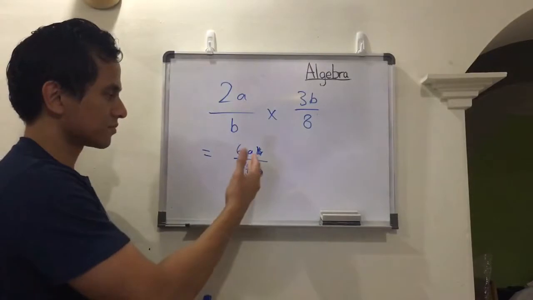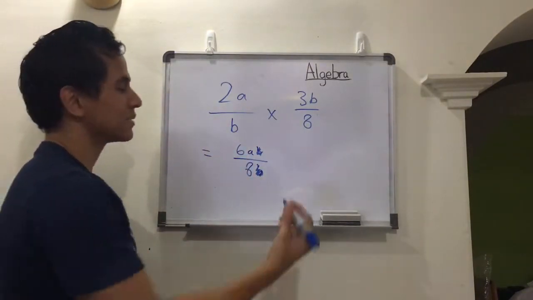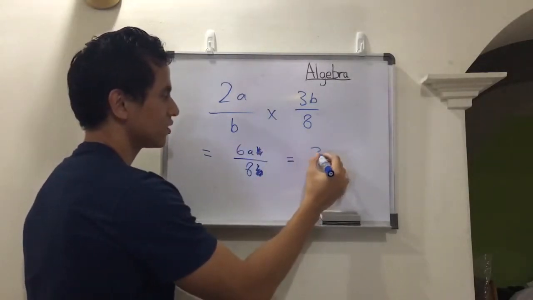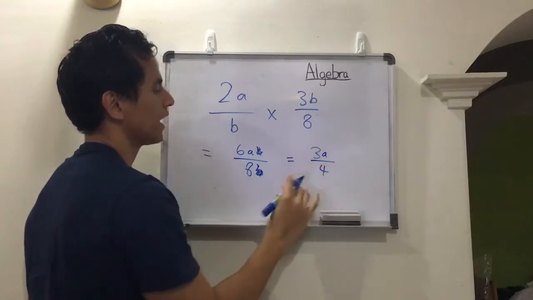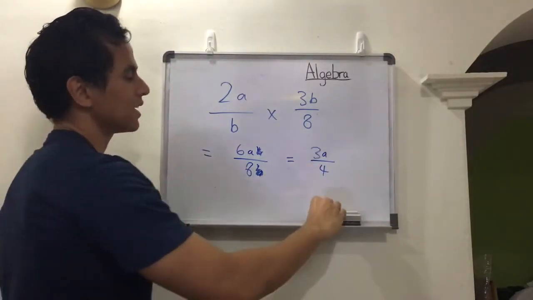Okay, so now this leaves us with just 6a over 8. And this, we can simplify one step further, divide by 2 on both sides, and this just gives us 3a over 4. And yes, this would be the final answer. Okay, great. Let me move on to the second example now.